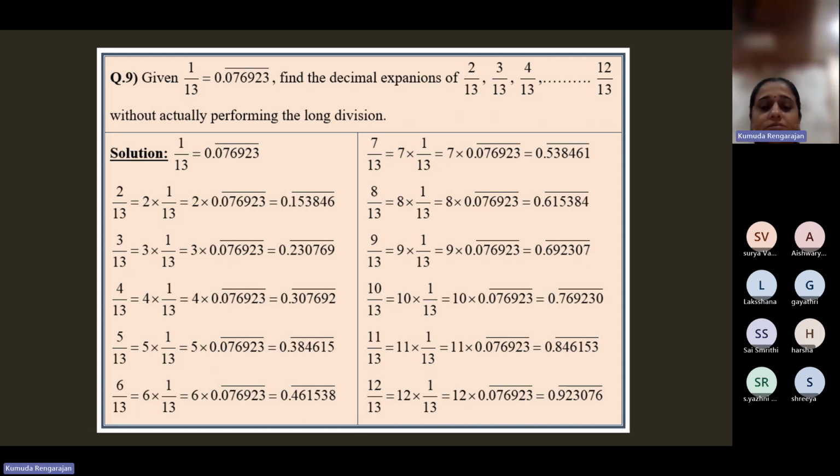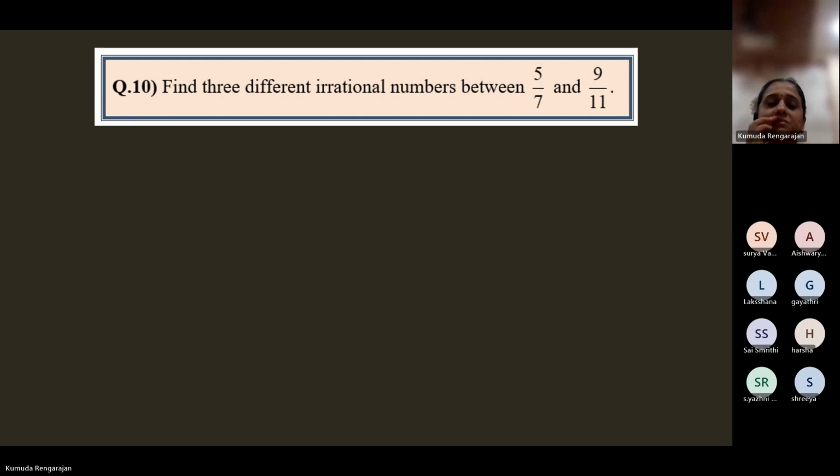So that's about this one. Find 3 different irrational numbers between 5 by 7 and 9 by 11. Irrational numbers meaning non-terminating, non-repeating decimal expansions. You'll have to find 3 irrational numbers, non-terminating, non-repeating decimal expansions, between 5 by 7 and 9 by 11.